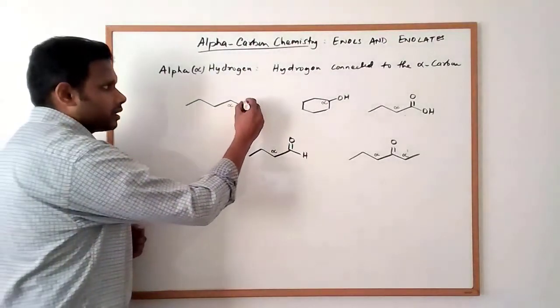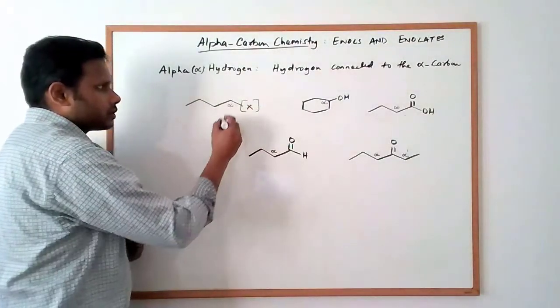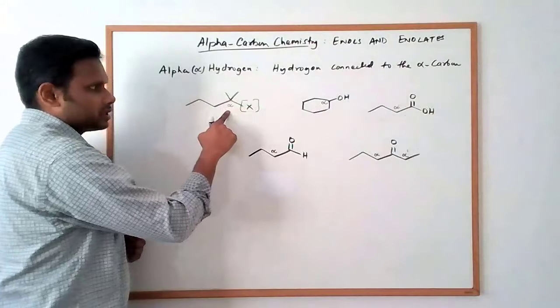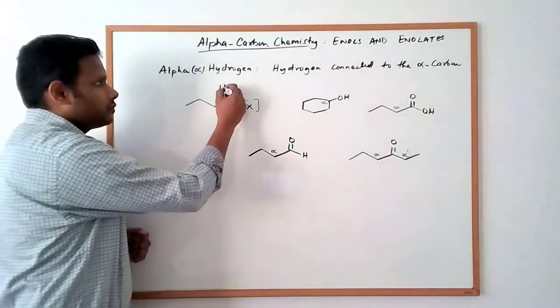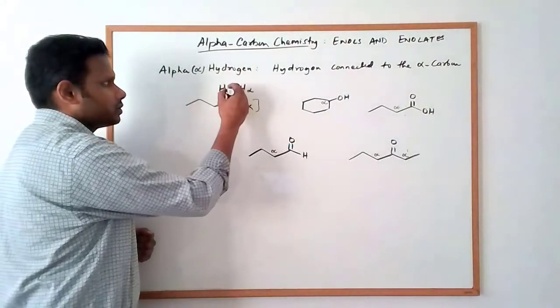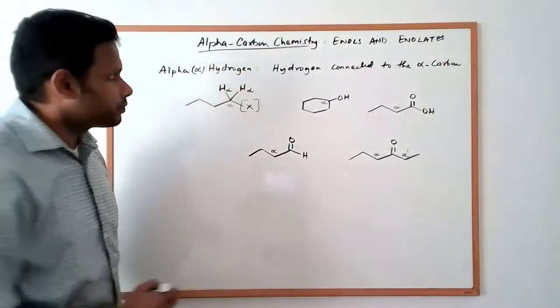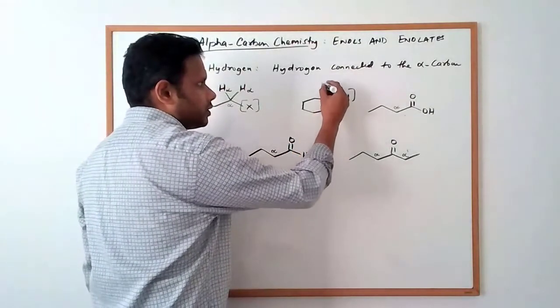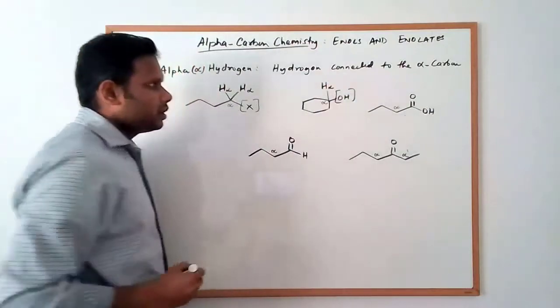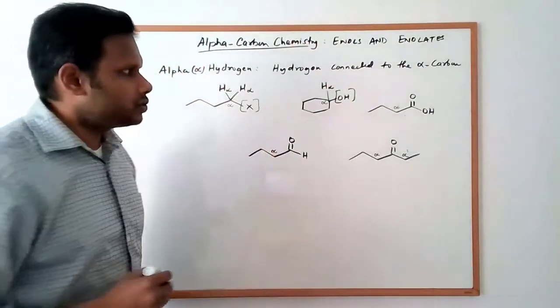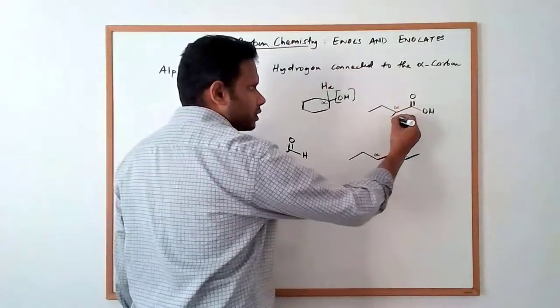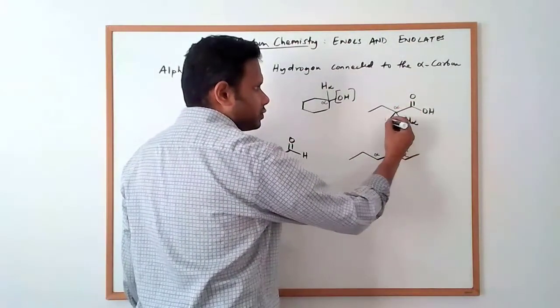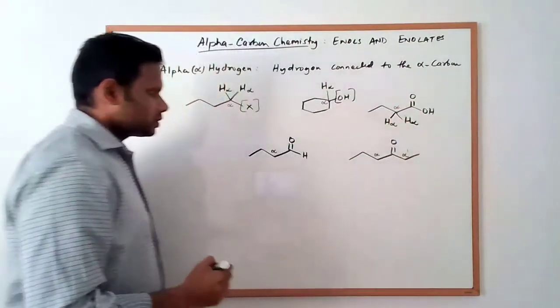So for an alkyl halide, we have the functional group. What we can see is, since this is the alpha carbon, we would have two alpha hydrogens here. There are two alpha hydrogens. For this alcohol, that's our alpha carbon, and there's only one hydrogen on it. So we have one alpha hydrogen in that molecule. For this carboxylic acid, we have two alpha hydrogens.